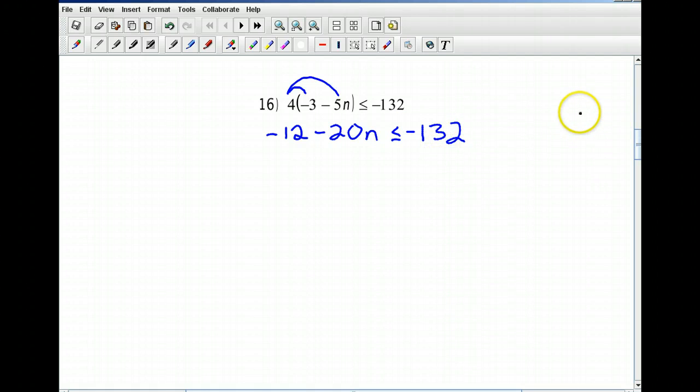Okay, come up with your plan. What's the first step? What is it? Add 12. Because it's a negative 12, you have to do the opposite. What's the opposite of multiplying by negative 20? Dividing by negative 20. So first we're going to add 12 to both sides, then divide by negative 20.